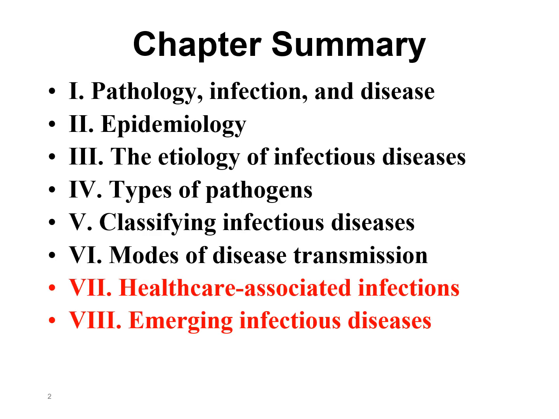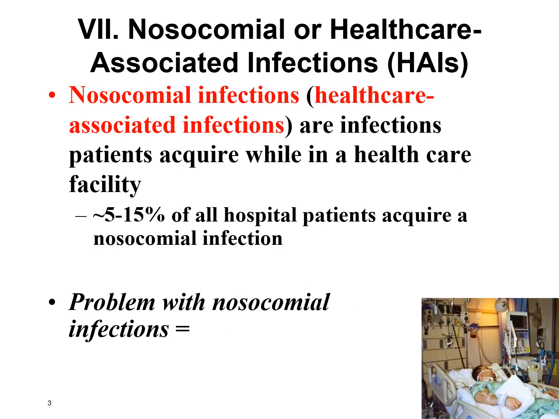We're going to finish Chapter 16 by looking at healthcare-associated infections and emerging infectious diseases. Nosocomial infections, or healthcare-associated infections, are infections that patients acquire while they're in a healthcare facility. About 5 to 15% of all hospitalized patients acquire a nosocomial infection. The big problem with nosocomial infections is antibiotic resistance.